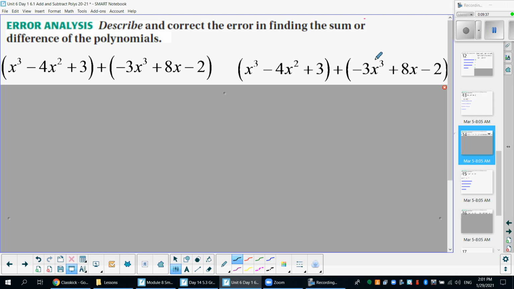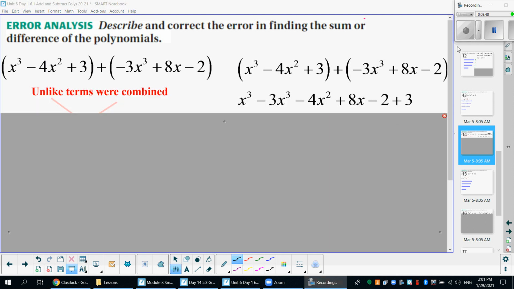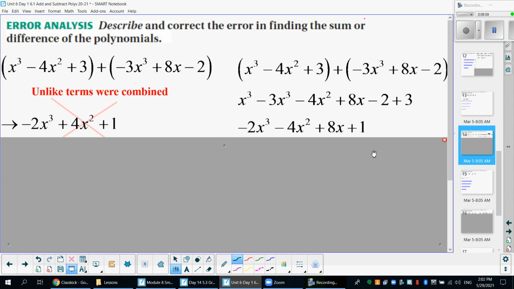So looking at the problem, again, we want to look at grouping our like terms and then simplifying from there. So let's see. I've got a 1x to the third, a negative 3x to the third. That would give me a negative 2x to the third. Only term here with x to the second, so I leave that as is. Only term here with just an x, and I have some constants of negative 2 and 3, which gives me a 1. So what was the error? The error is this person combined unlike terms together to get that positive 4x to the second.